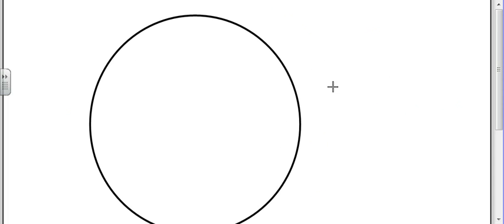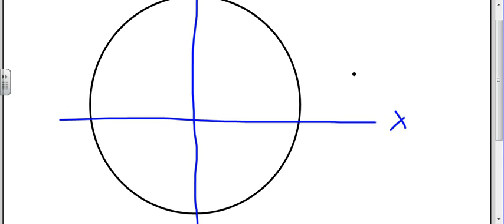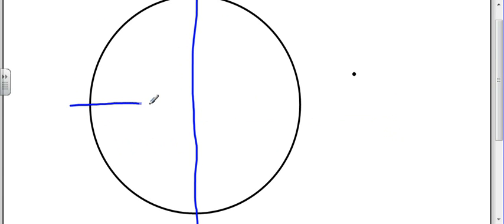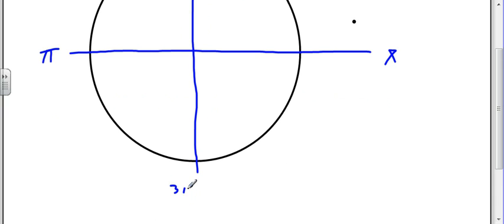And then we look at our circle again. There's our circle again, and we put an XY plane in it. Now I go around the circle, and I'm at pi over 2, and I'm at pi, and I'm at 3 pi over 2, and I'm at 2 pi.